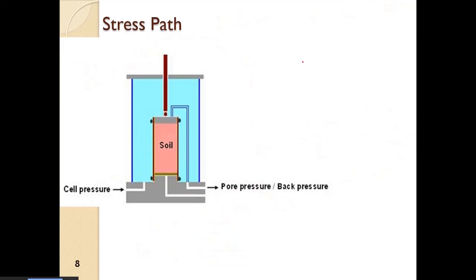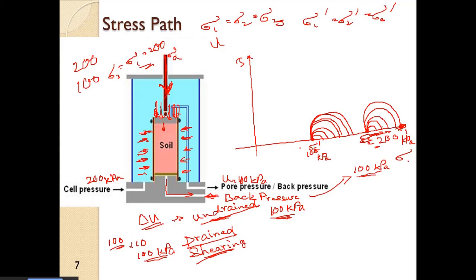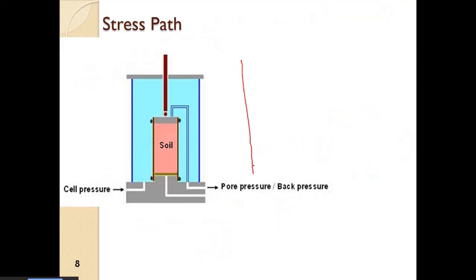Now, this is of course the drained case. If we do the shearing in undrained case, then it becomes a very tedious case. Again we start at 200 kPa, as in the previous case. This is 100 kPa of effective stress, and the pore water pressure here is U equal to 100 kPa.